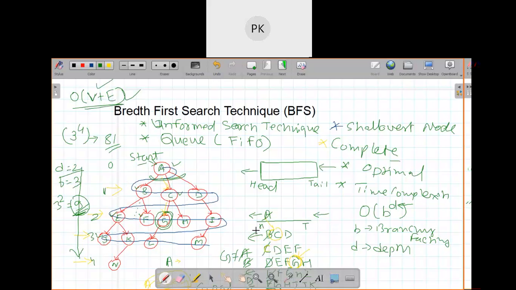So the next search technique is depth first search technique. Let's see depth first search technique. Then we will compare both search techniques. Okay, and see the actual algorithm for the breadth first search technique and depth first search technique. So first see the next search technique.